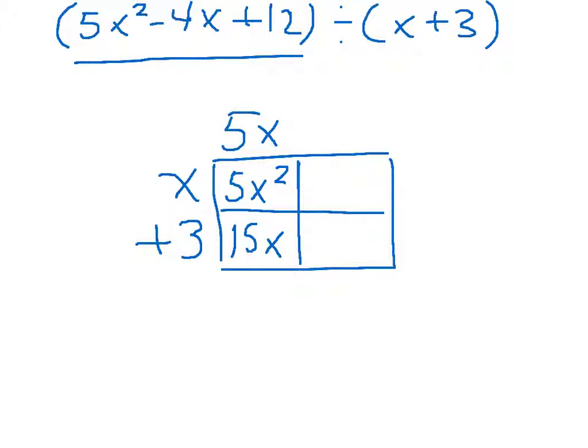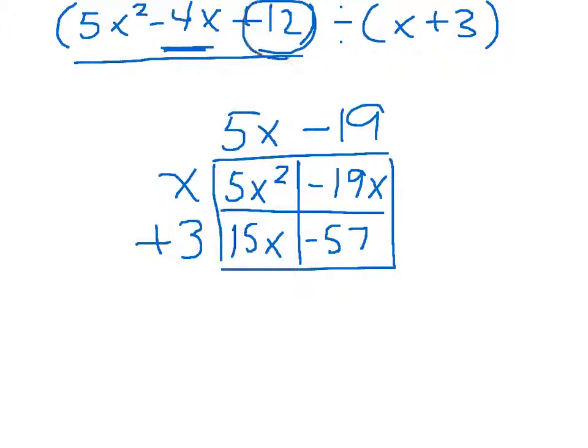If I go back to my dividend here, I didn't want 15x, I wanted negative 4x. So I'm going to need to subtract 19x in order for these two added together to give me negative 4x. If that's negative 19x, I need negative 19 up here. And when I multiply negative 19 times 3, we get negative 57.